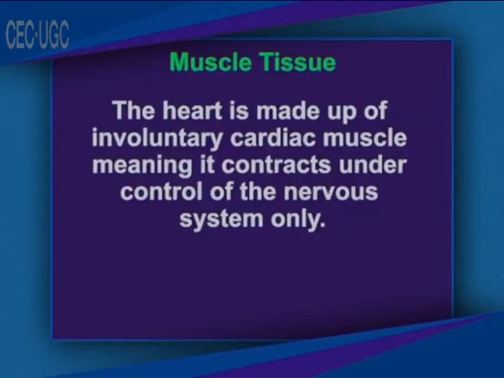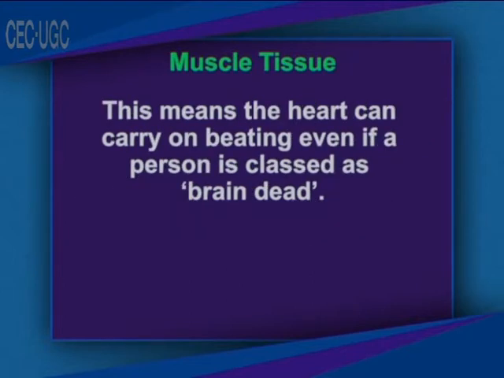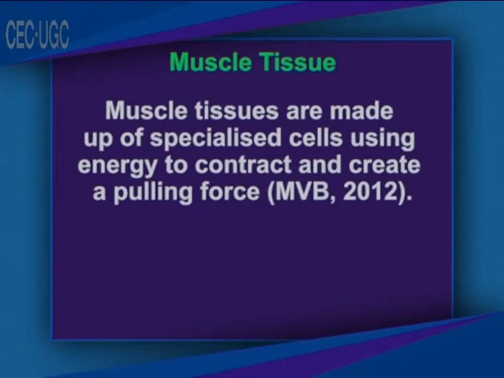Muscle tissue. The heart is made up of involuntary cardiac muscle, meaning it contracts without voluntary control. The myocardium layer is the heart wall of cardiac muscle made up of myogenic cells, enabling the heart to contract without nerve signals. This means the heart can carry on beating if a person is classed as brain dead. Muscle tissues are made up of specialized cells using energy to contract and create a pulling force.